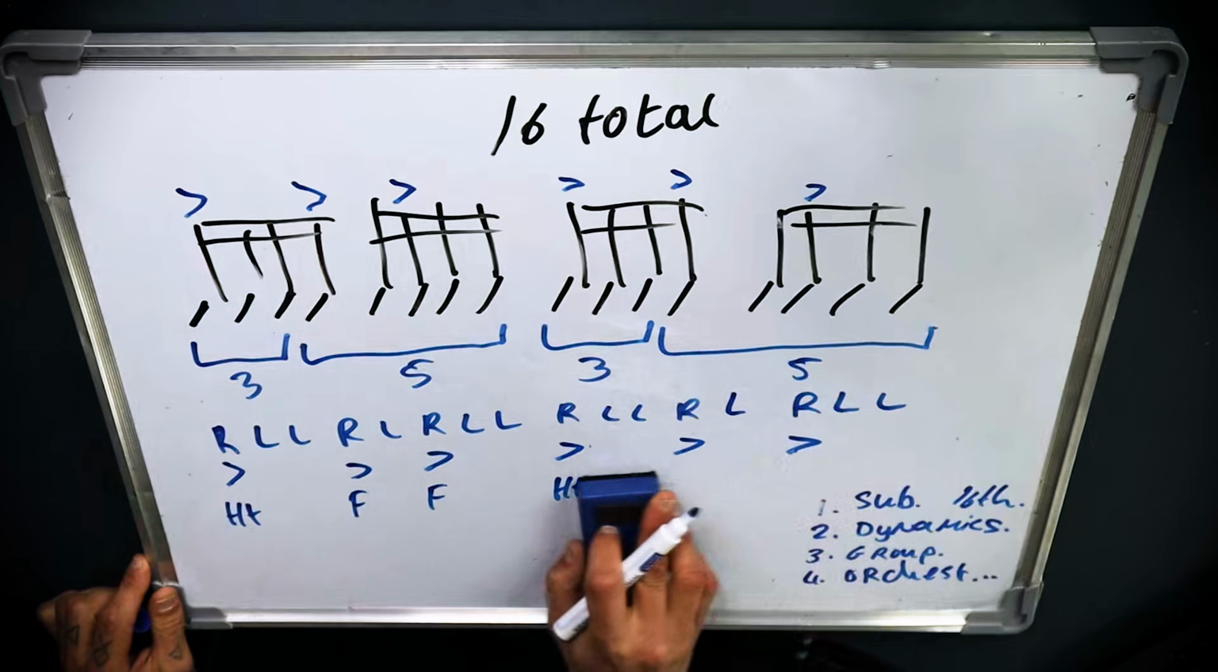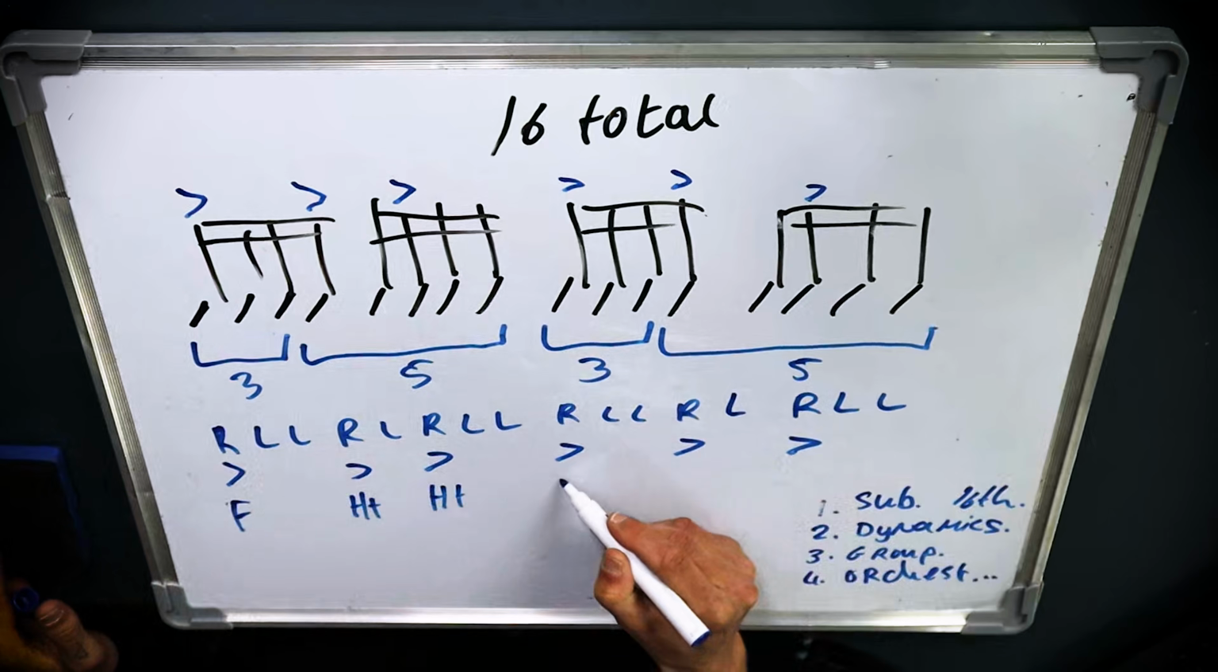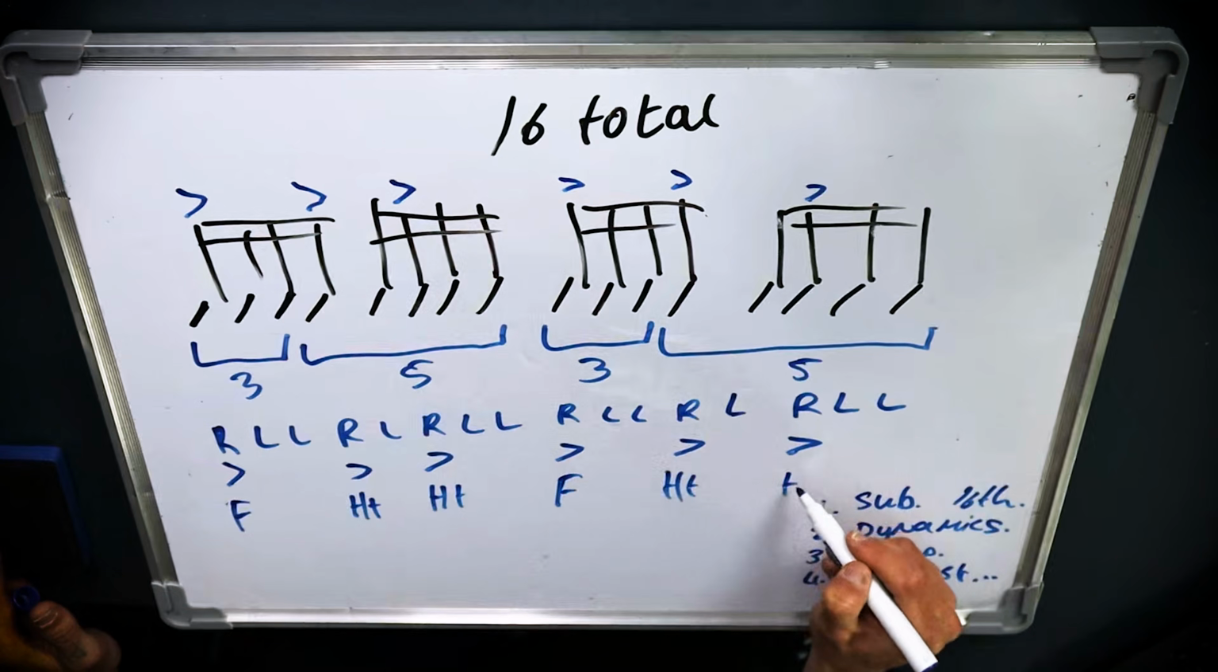All right, let's actually turn those around. So let's say the 3 is going to be my floor, my 5 is going to be my high tom.